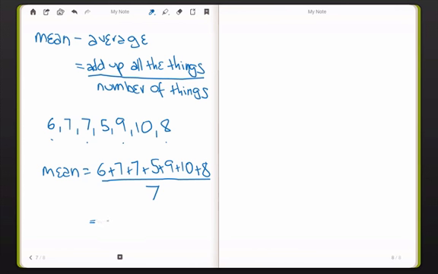Now, most of the time, your mean will have decimal points. That's okay. It doesn't need to be a whole number. It's just going to be the average.